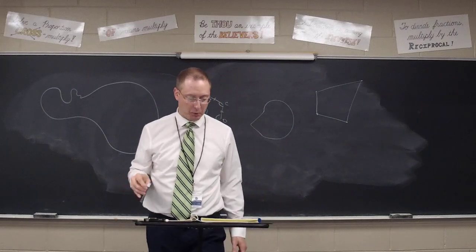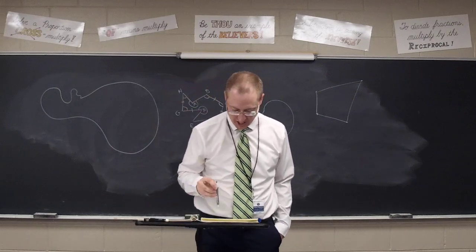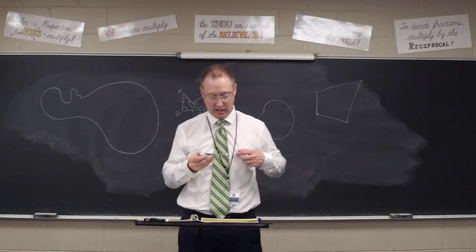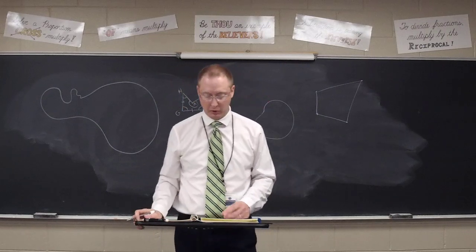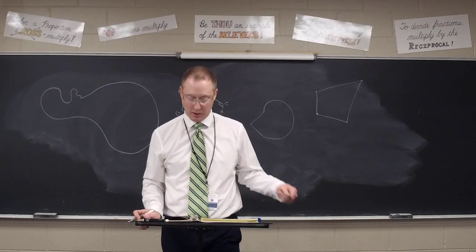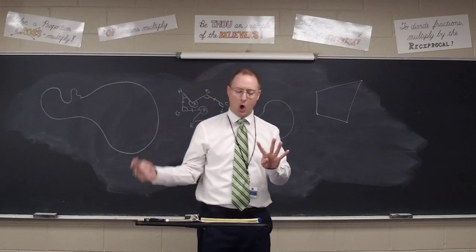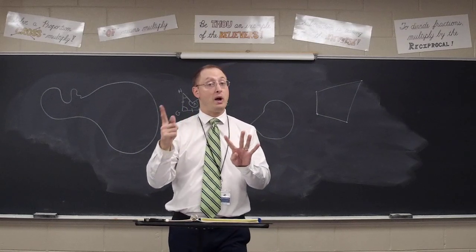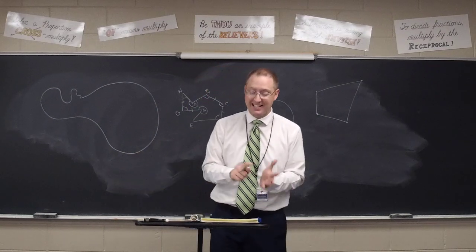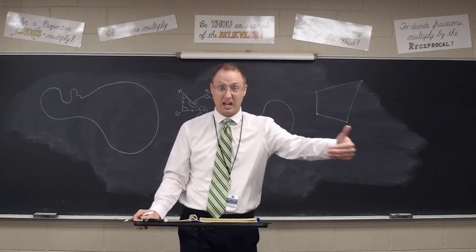Number 3, vertices are labeled with capital letters, class. True. Make sure you remember that. Number 4, a triangle is a 3-sided polygon. Yes, that is also true. Number 5, a rhombus has 4 equal sides and 4 right angles. False. A rhombus does have 4 equal sides, but if it also has 4 right angles, class, we call that a square. Now, a rectangle has 4 right angles, but it might not have 4 equal sides. The square has 4 equal sides and 4 right angles.